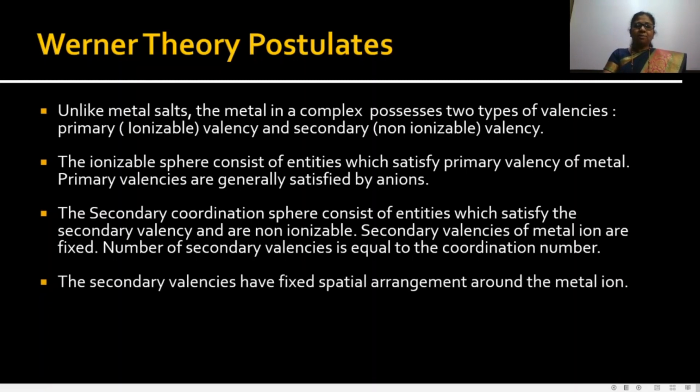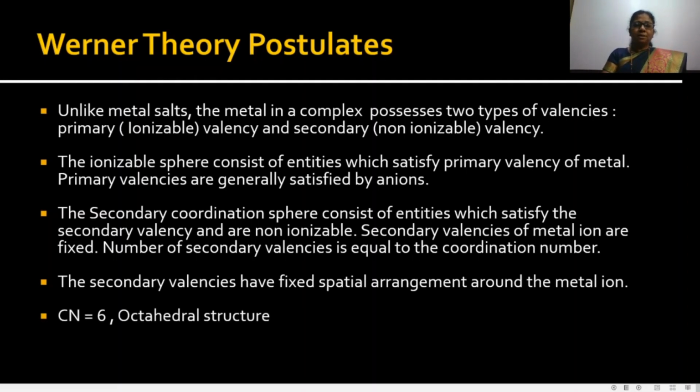The last postulate given by the Werner theory is: the secondary valencies have a fixed spatial arrangement around the central metal ion. That means there is a fixed arrangement of these secondary valencies, and due to them the metal complexes have different geometrical shapes, because they have a fixed spatial arrangement.